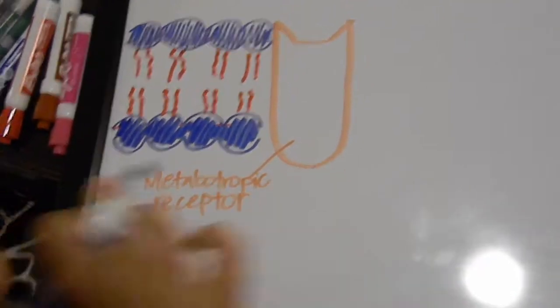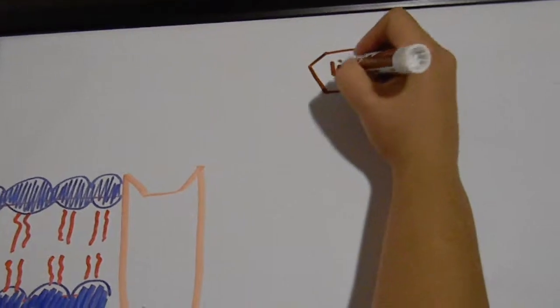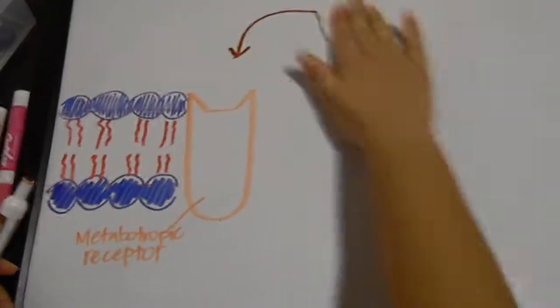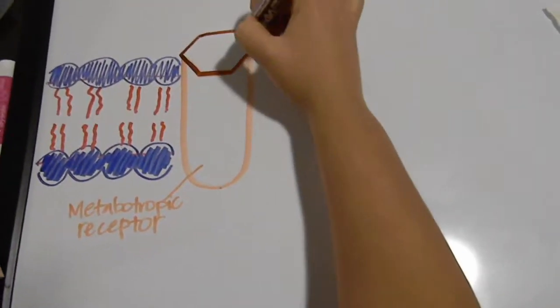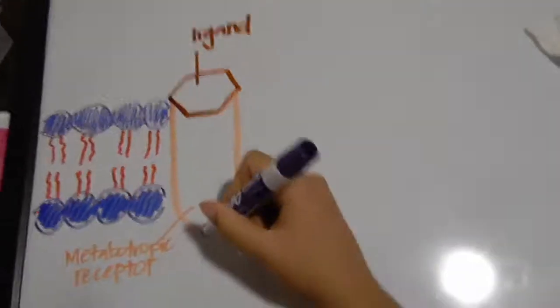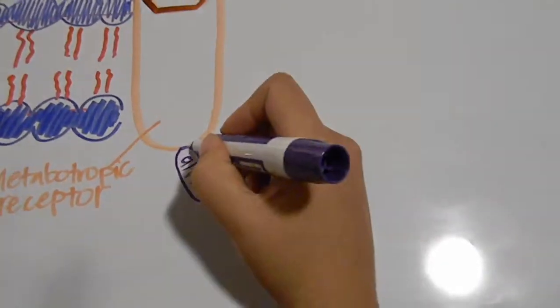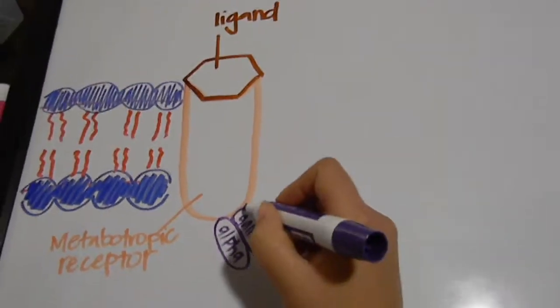The ligand is epinephrine, and the metabotropic receptor is what is responding to the stimulus, which in this case is the ligand. Once the ligand has bound to the metabotropic receptor, the protein conformation process is able to take place, and it changes the shape of the protein. At the bottom of the receptor, there is the heterotrimeric G protein, which consists of 3 subunits, known as alpha, gamma, and beta.